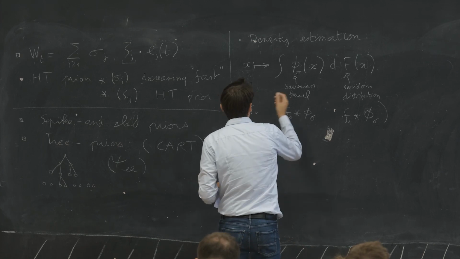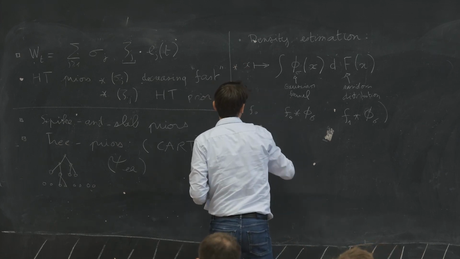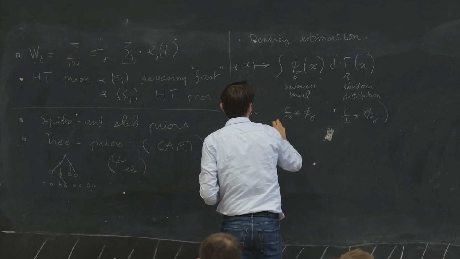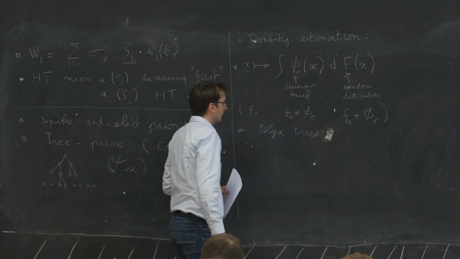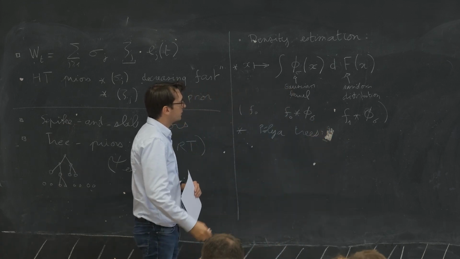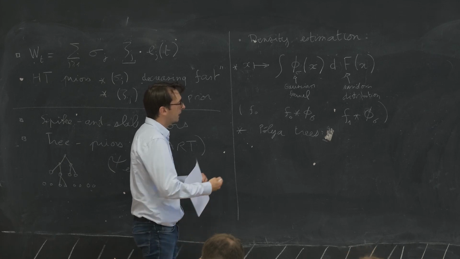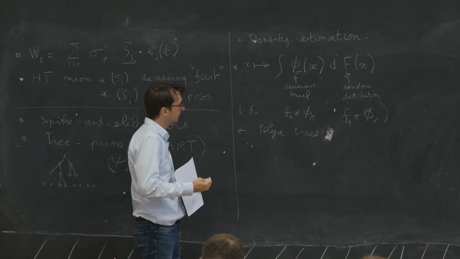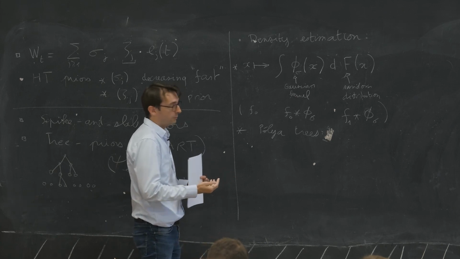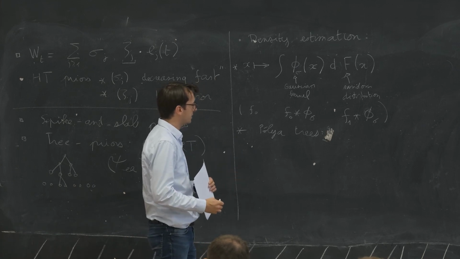Okay, and another class which I find also particularly interesting, and that will be my last example, is that of Pólya trees. I'll not define them. It's just a way to define a random distribution, and if you choose the parameters well, you can actually choose it to have a density, for instance, with respect to Lebesgue measure.